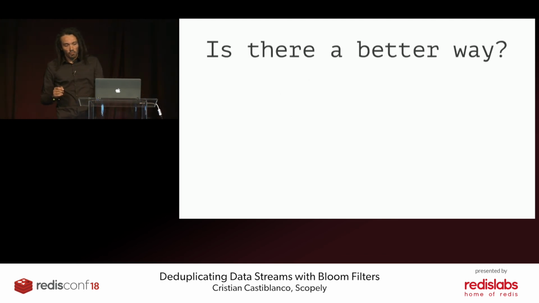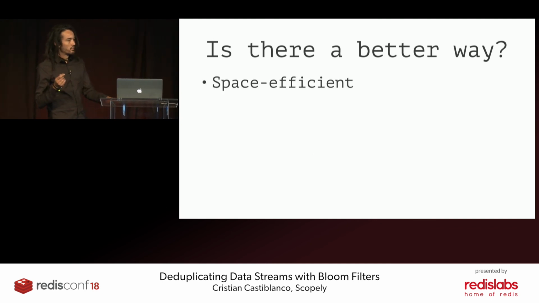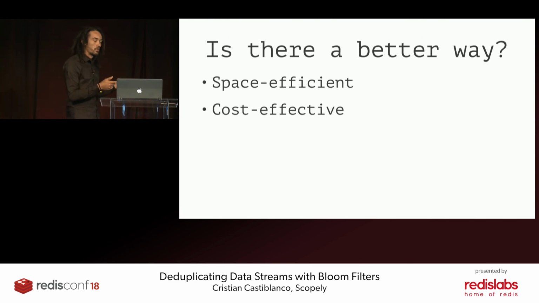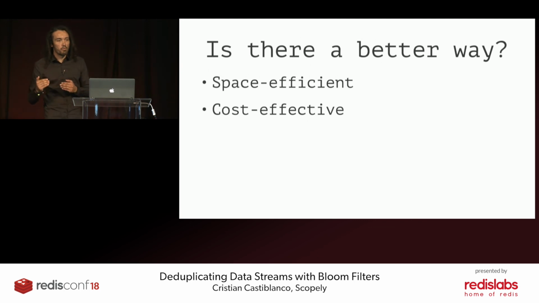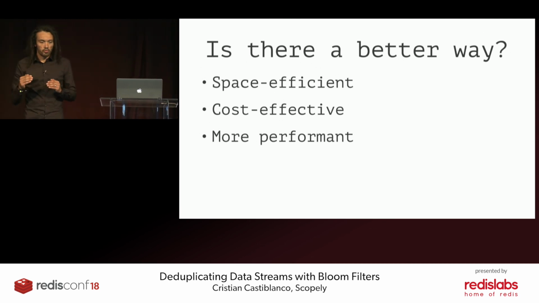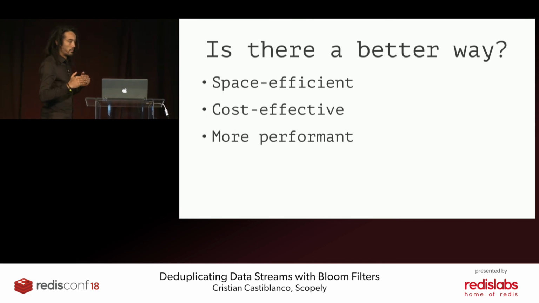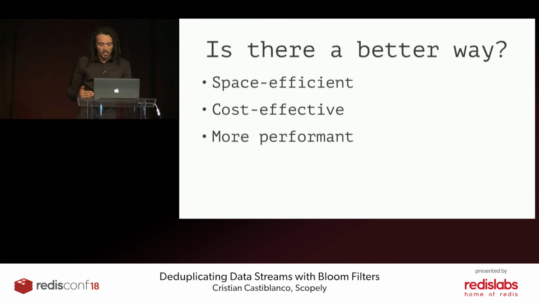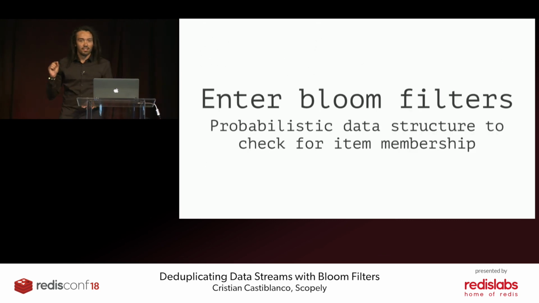Now, the question is, is there a better way to do this? Is there a way that is more space efficient, and because of that, cost effective? Redis memory is by no means cheap, so the less you use, the better. We also want to reach a point where it's more performant. As we add more games to our portfolio, we want this to not get slower and slower, right? And is there a way that is awesome? And yes, there is. Bloom filters.